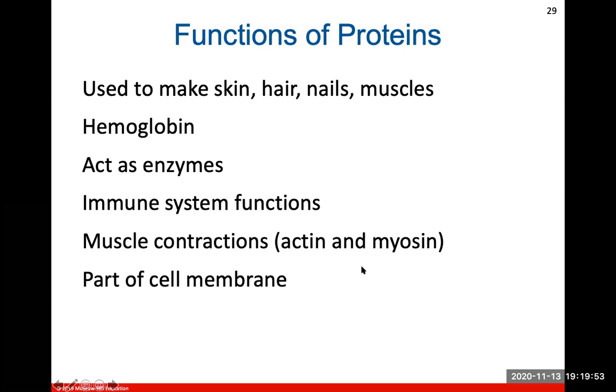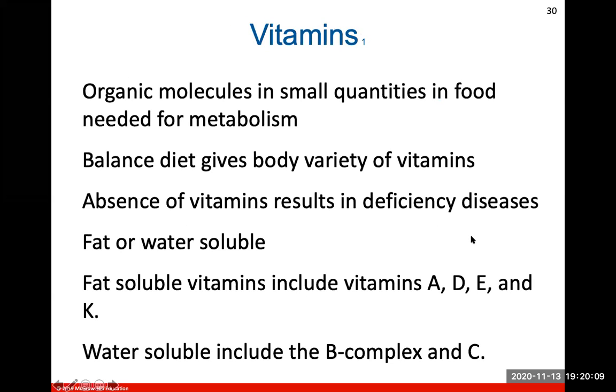Functions of proteins: they're used to make skin, hair, nails, muscles. They help make our hemoglobin in our red blood cells that carries the oxygen. They will act as enzymes. They have immune system functions. They work with muscle contractions and are part of the cell membrane.